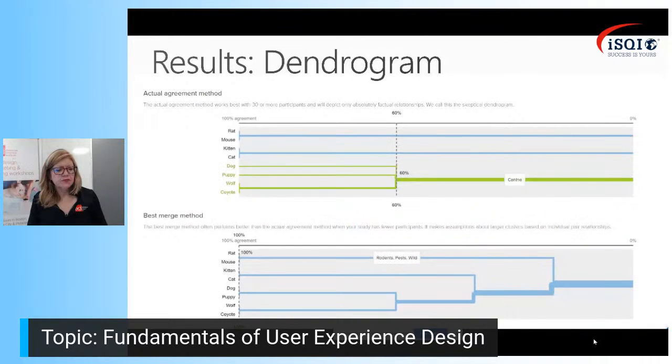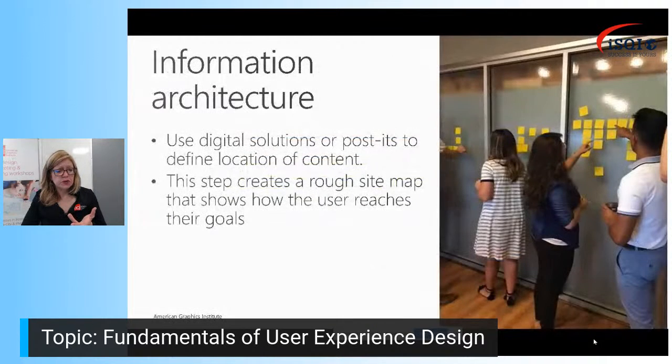It's called a dendrogram, which is really great because it shows that most people put dog, puppy, wolf, coyote into a heading called canine. So it does all the work for you as far as collecting data and finding the similarities between it all. But again, that's part of card sorting, which is part of this process.